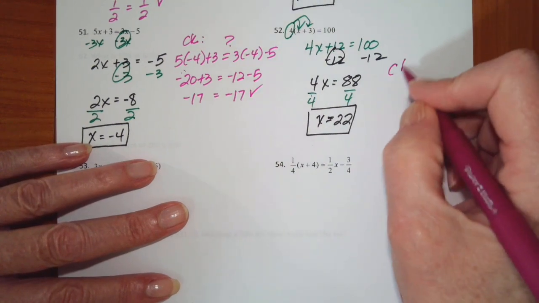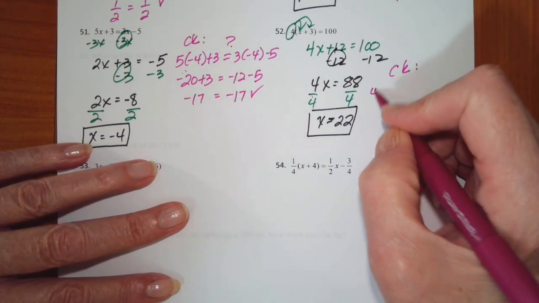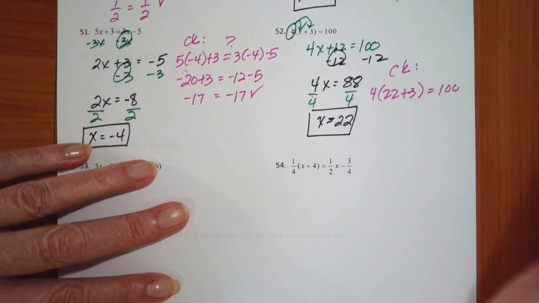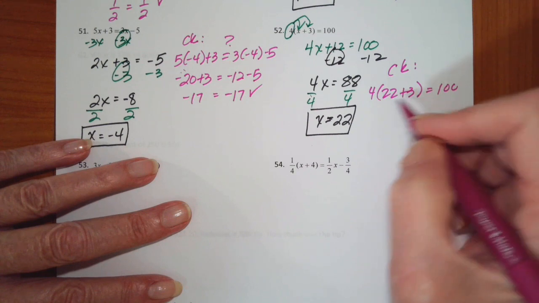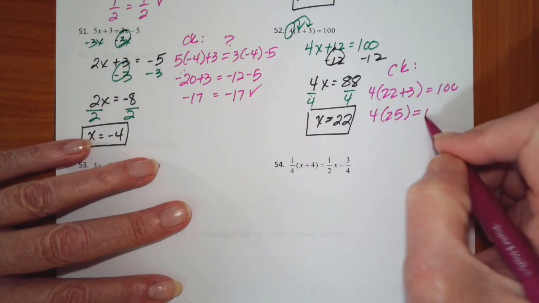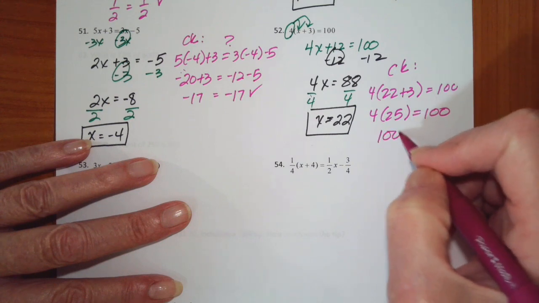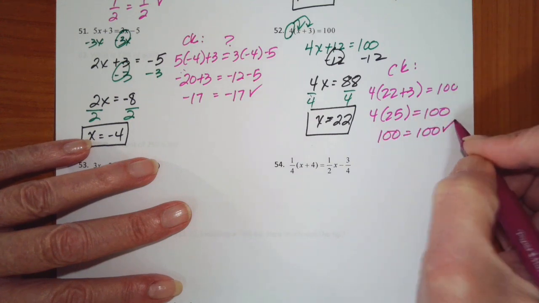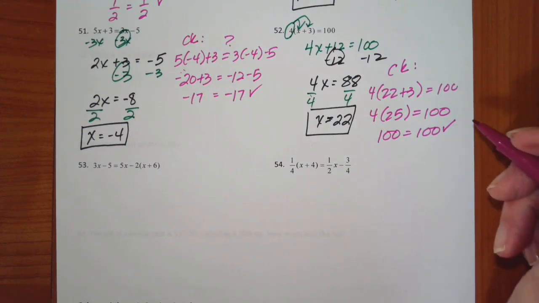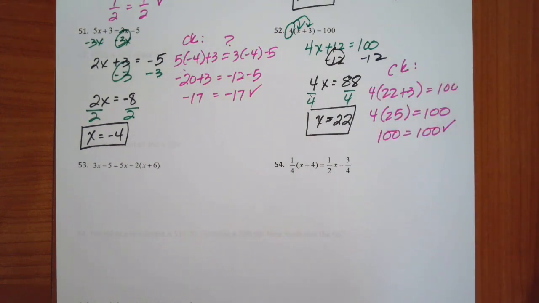So for my check, I want to know if 4 times 22 plus 3 is equal to 100. Well, 22 plus 3 is 25, times 4 is equal to 100. So it checks. If it doesn't check, you've either done your check wrong or your solution is incorrect, and you need to go back and find out what happened with that.